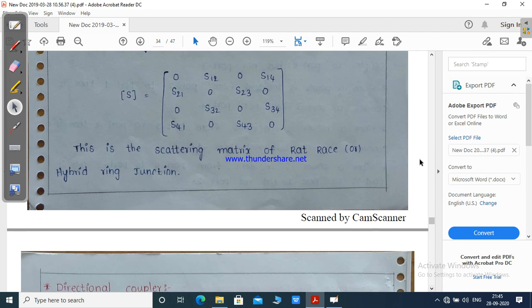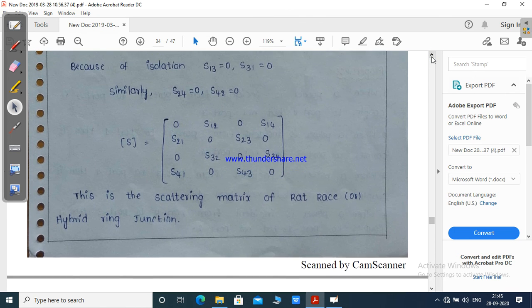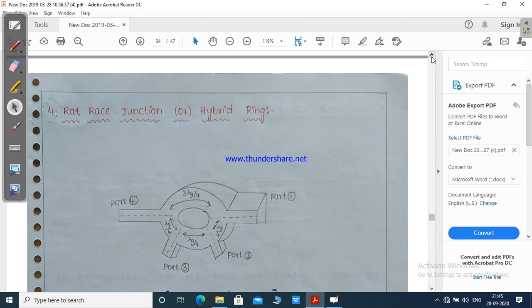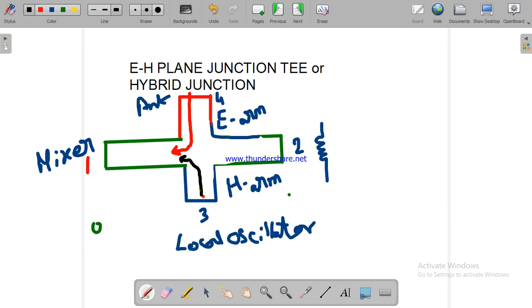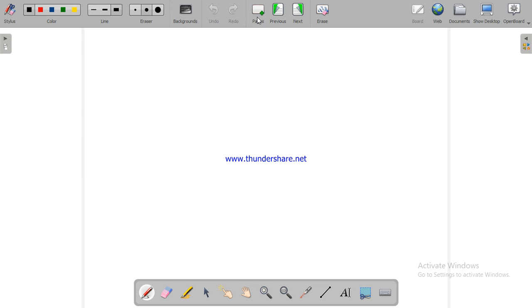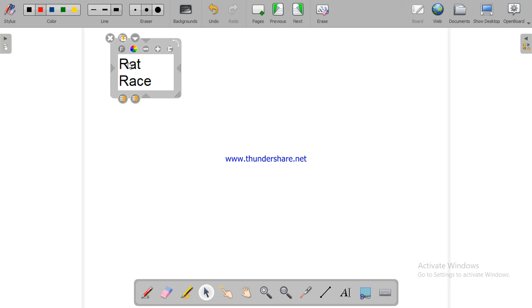Next, about the rat race condition. Rat race junction, or we can also call it a hybrid ring. We will see how it is constructed. Instead of using a Magic Tee, we can also use a rat race, the rat race junction or hybrid ring.